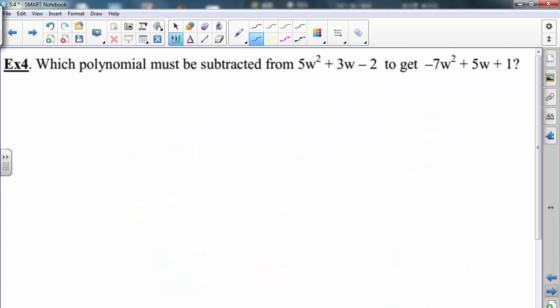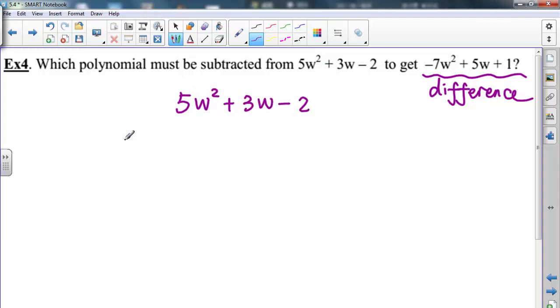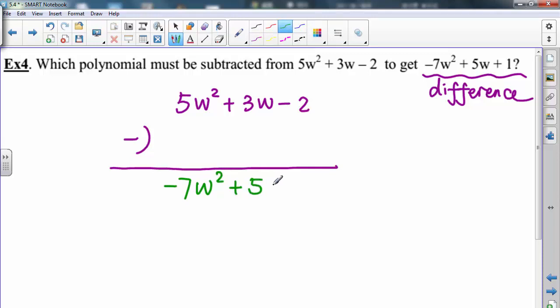So let's look at example 4. Which polynomial must be subtracted from 5w squared plus 3w minus 2 to get negative 7w squared plus 5w plus 1? So this one is the difference. So I need to subtract one polynomial from this one. So this one is the first polynomial. Subtract which one I can get negative 7w squared plus 5w plus 1.